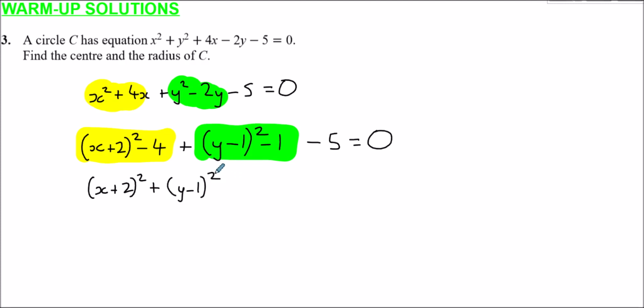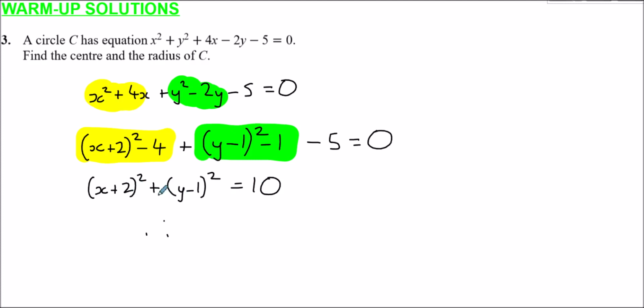Now from here, we've got a minus 4, we've got a minus 1, and we've got a minus 5. And so if we bring all of that to the other side, if we add on 4, add on 1, and add on 5 to both sides, we get that it equals 10.